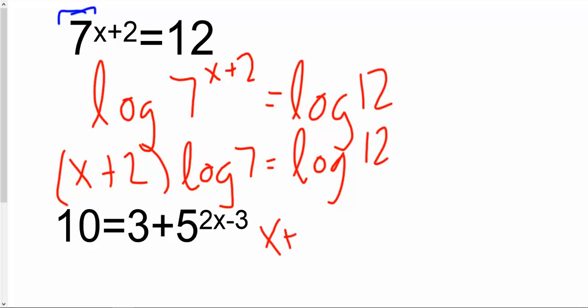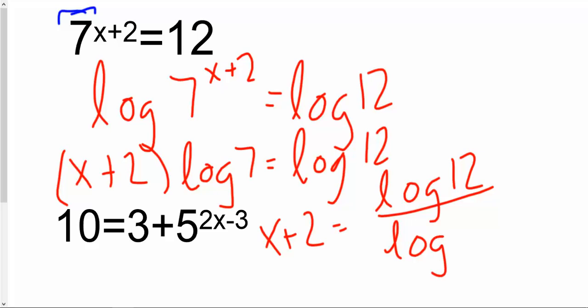So I get x plus 2 equals log base 10 of 12 over log base 10 of 7. Now, let me tell you something. These logs do not cancel out. You can't just do log over log and be like, oh, look, the L's and the O's and the G's cancel out. That's not mathematically correct. That's not how that works.